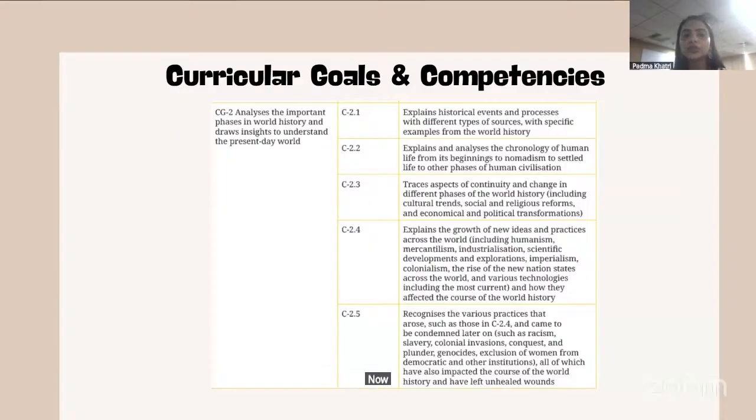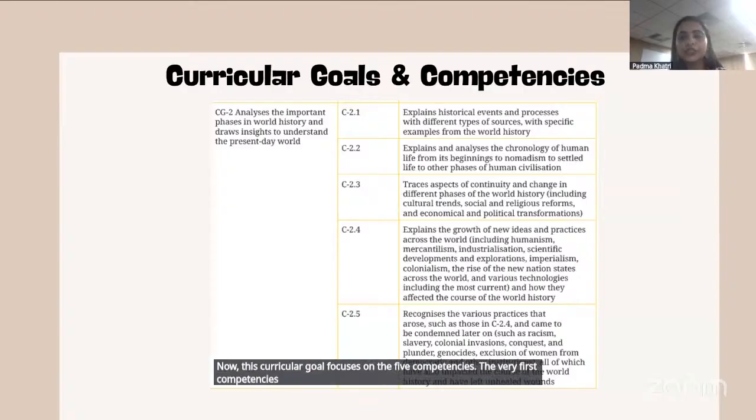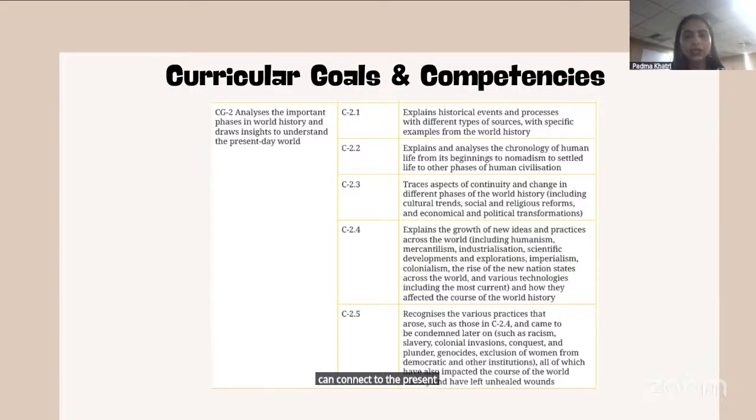Now, this curricular goal focuses on 5 competencies. The very first competency explains historical events and processes with different types of sources, with specific examples from world history. So whenever we are talking about history, we are focusing on examining the different types of resources, whether they are primary or secondary, to understand our history in a better way and connect to the present day as well.